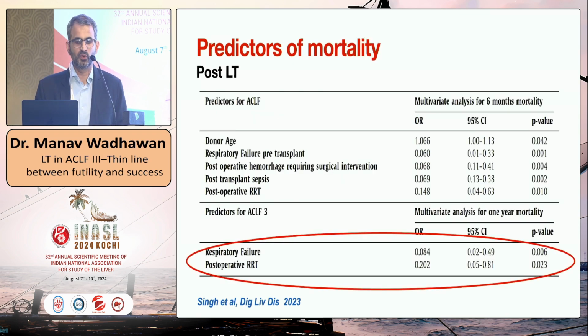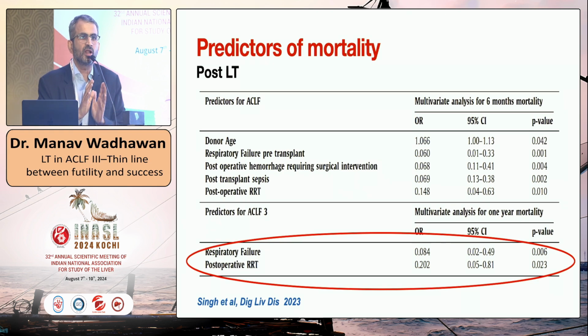But again, what was important was the predictors of survival. One, respiratory failure, patients who were ventilated at the time of transplant. Secondly, post-operative renal replacement therapy. Now, post-operative renal replacement therapy is a very vague term. It's not important to me because by the time the patient is dying, you put the patient on dialysis. What is important to me is whether the patient was on renal replacement therapy before transplant, whether they were taken up for transplant or not.